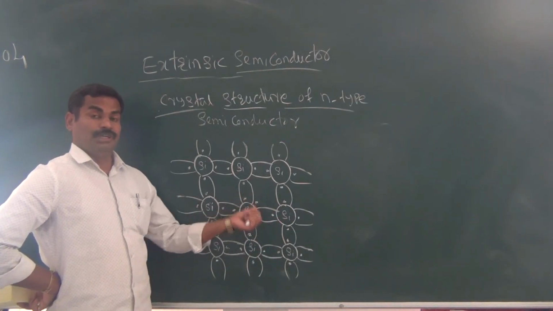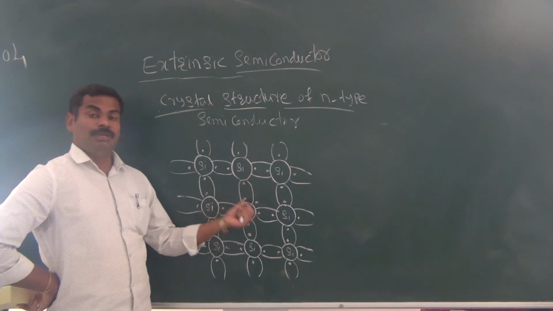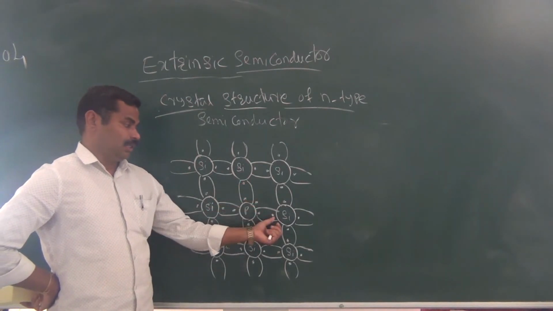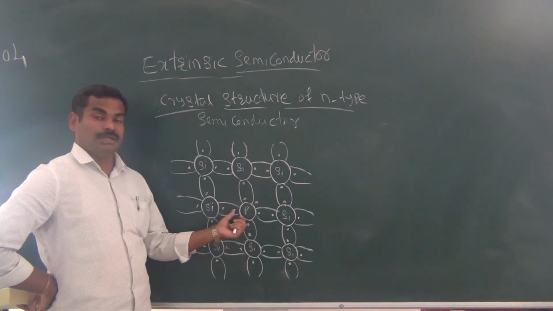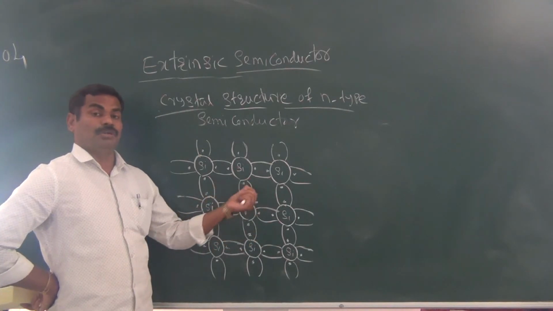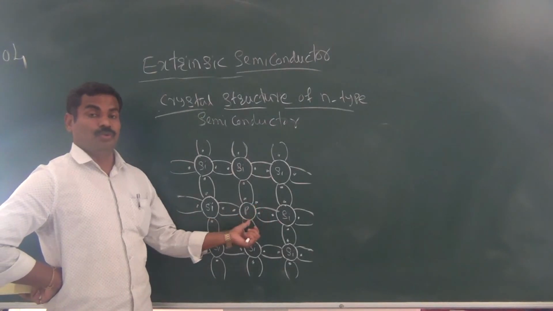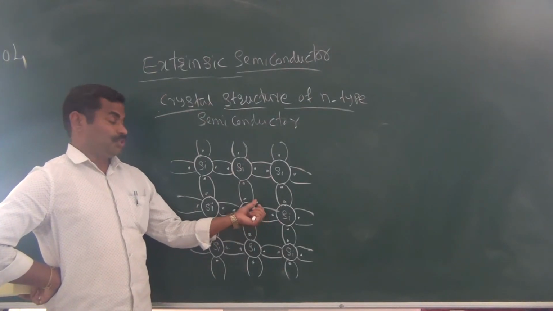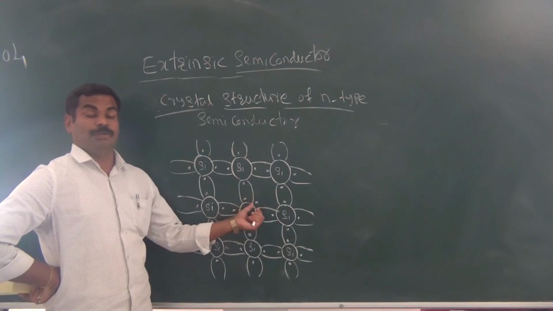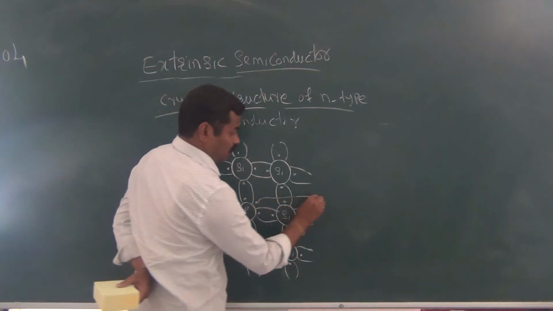As you know, to reach a stable state, to complete the octet, they take one electron from each neighboring atom. Our phosphorus has 5 valence electrons, and 4 make covalent bonds with the silicon atoms. Then this is an extra electron, because we want 4 but it has an extra one. It is not in any covalent bond. It is totally free from the covalent bond and from the nucleus. This is nothing but the free electron. It is called a free electron.